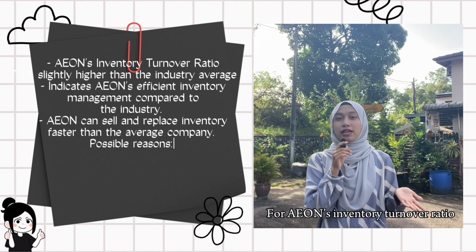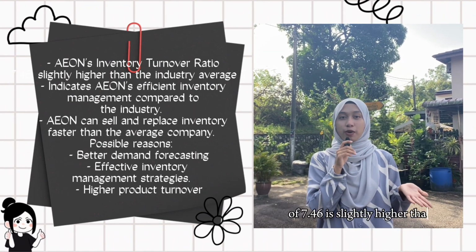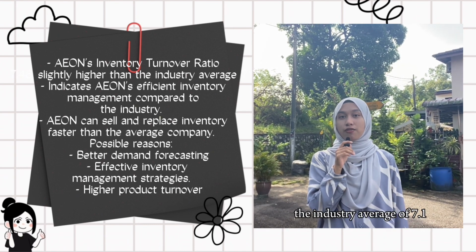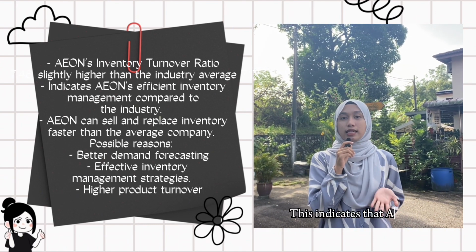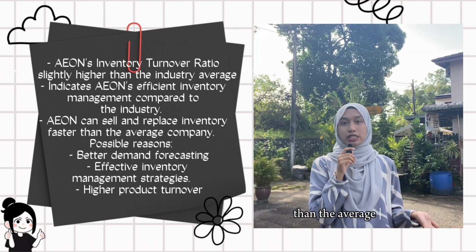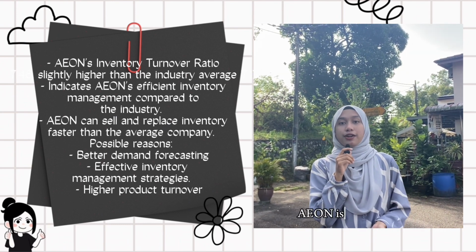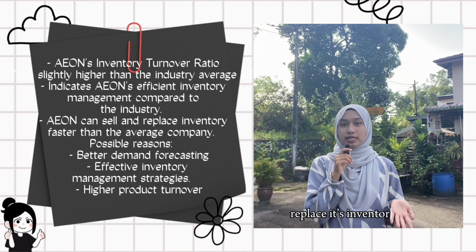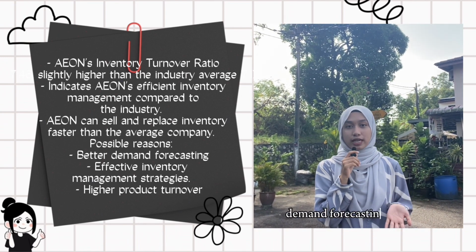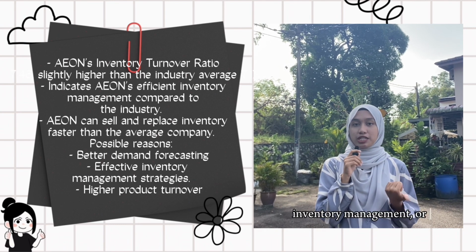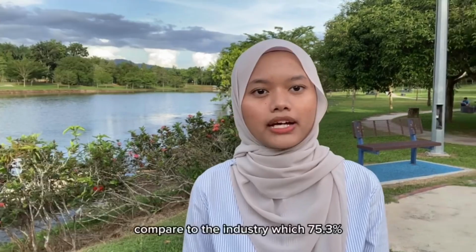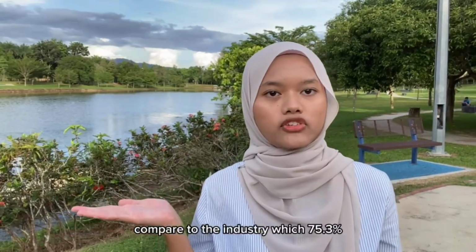So for AEON inventory turnover ratio of 7.46 is slightly higher than the industry average of 7.1. This indicates that AEON is managing its inventory more efficiently than the average company in the industry. AEON is able to sell and replace its inventory faster, which could mean better demand forecasting, effective inventory management, or higher product turnover compared to the industry, which is 75.3%.